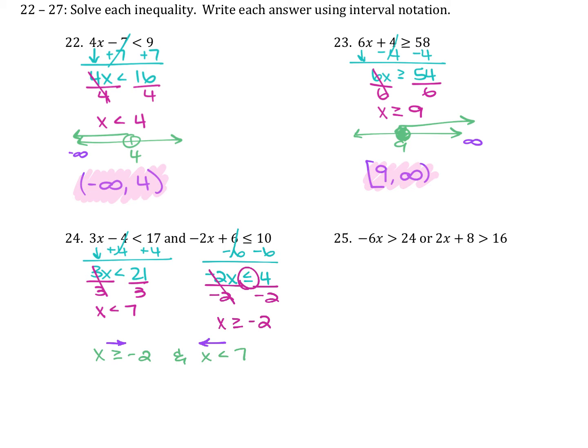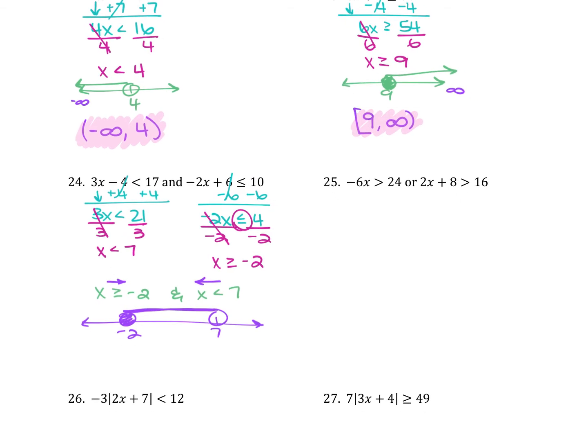That means that on your number line, your 7 is going to have an open circle, your negative 2 is going to have a closed circle. Those lines are going to connect your two circles, which means for your interval notation, you have a closed circle on negative 2, so you get a bracket on negative 2, comma, 7, open circle on 7, parentheses.